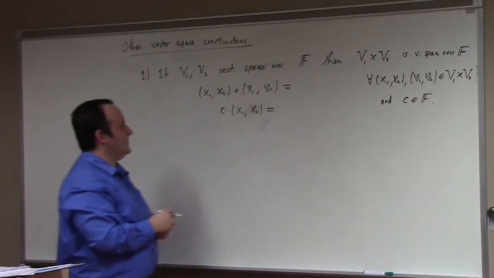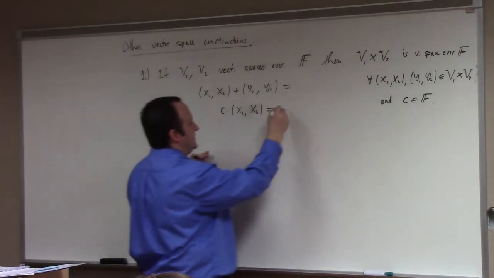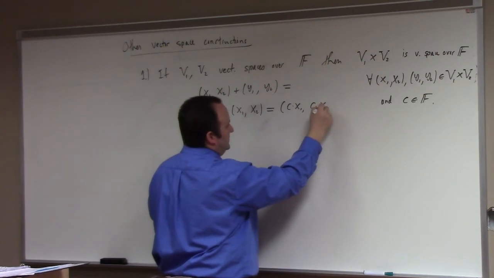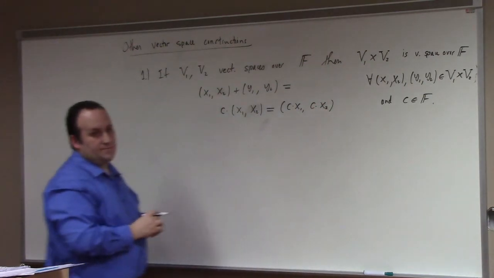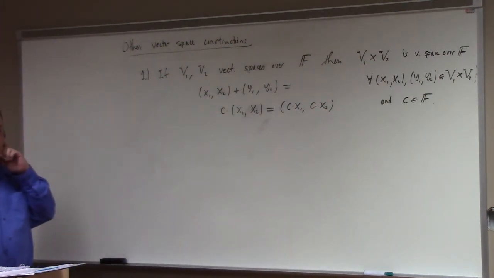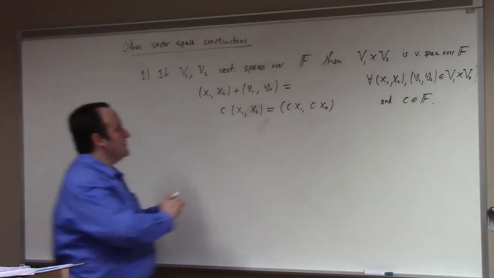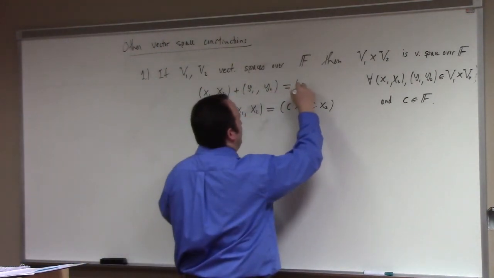So can you help me out? I'll do the easy one. This one would be c times x1, c times x2. And you can sort it out. That will satisfy all the necessary axioms to be a vector space as it filters through the scalar multiplication. But of course, how do you add pairs of vectors? Yeah, component-wise, right?